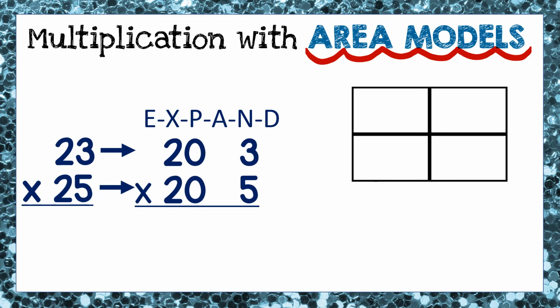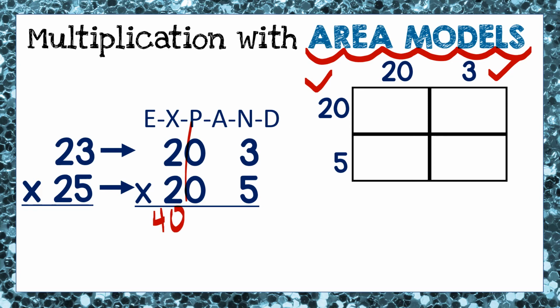And I'm going to represent them in this area model. I have 4 equal-sized boxes. 20 and 3 will go at the top, and 20 and 5 will go on the left. Now I'm ready to multiply. First, I'll multiply 20 times 20, and that is 400. And 400 will be represented right here because 20 times 20 gives me 400.